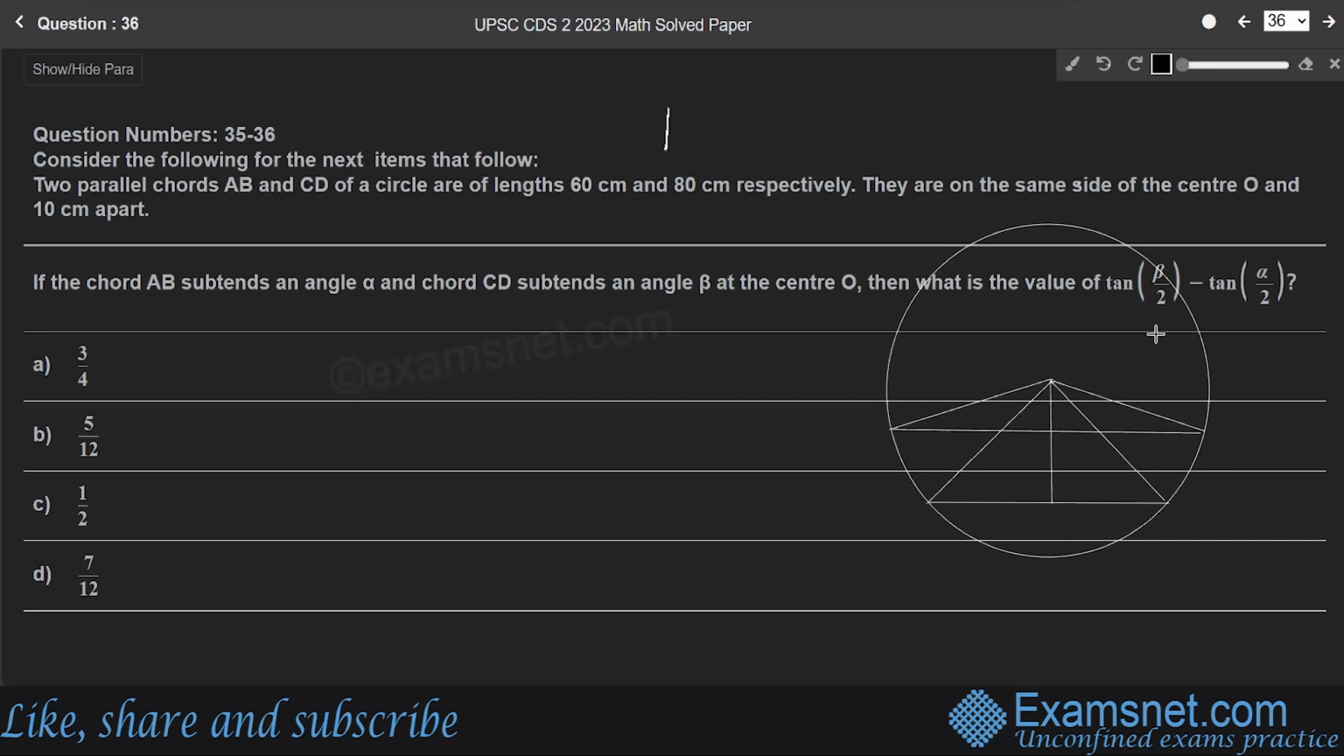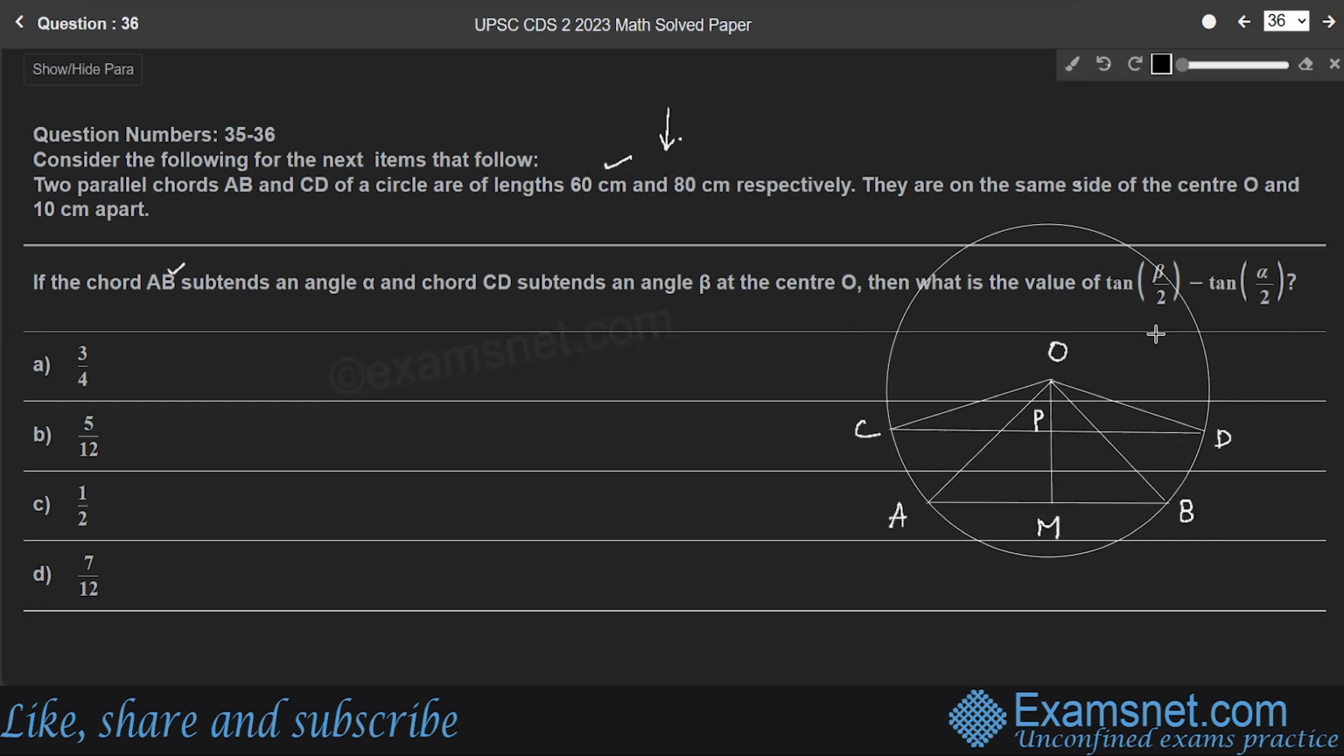So students, based on the same question, same information, the question is: if the chord AB subtends an angle alpha and chord CD subtends an angle beta at the center O, then what's the value of tan beta by 2 minus tan alpha by 2? So we'll consider AB and CD chords. See here, AB is 60 centimeter. So the smaller chord is AB and the next one is CD. We'll consider center O, and the line drawn from the center to the chord AB is OM, and the line drawn to the chord CD is OP.